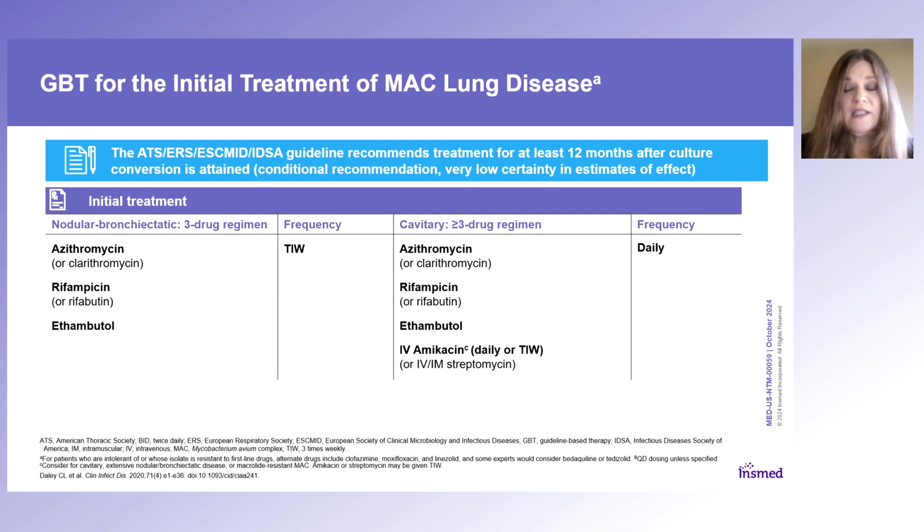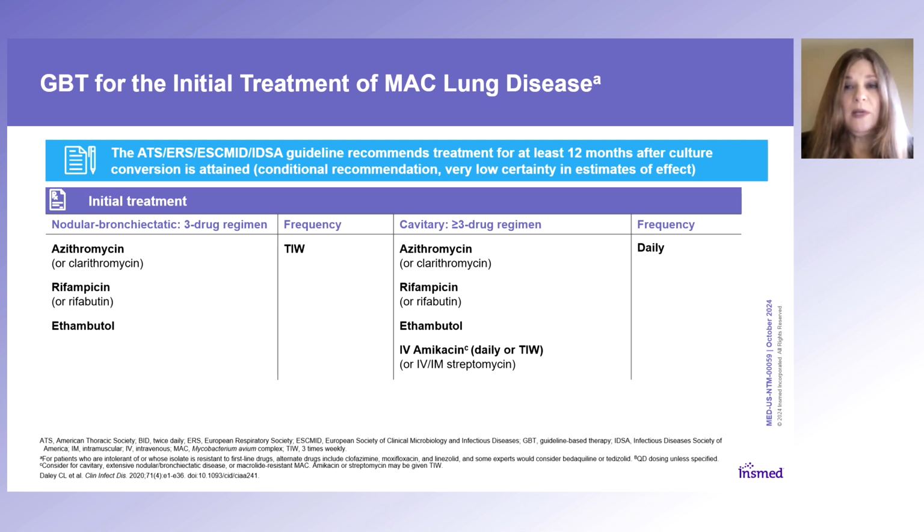For nodular bronchiectatic disease, the recommendation is to start a triple oral antibiotic regimen given 3 times a week that consists of azithromycin, ethambutol, and rifampicin. The recommendation for cavitary disease is to use the same triple drug oral regimen on a daily basis, with addition of intravenous amikacin given either 3 days a week or on a daily basis.